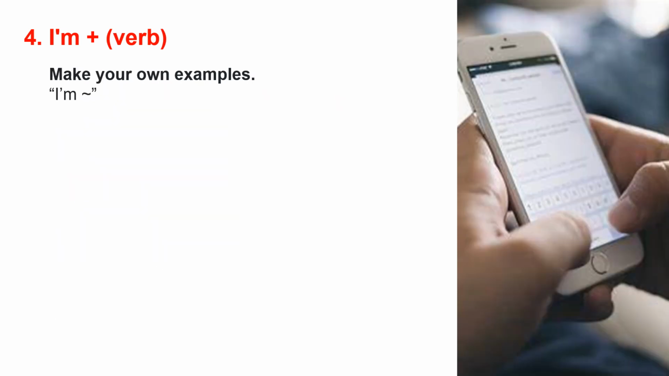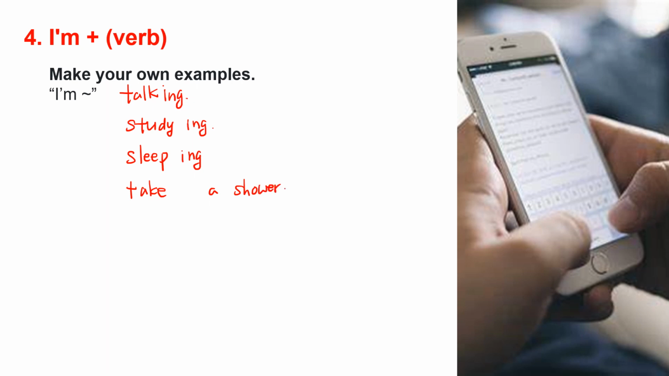So let us make our own examples. At this moment, I am talk. Say, I am talking. I am study. And then I am studying. I am sleep. I am sleeping. I am take a shower. And then you can say, I am taking a shower.